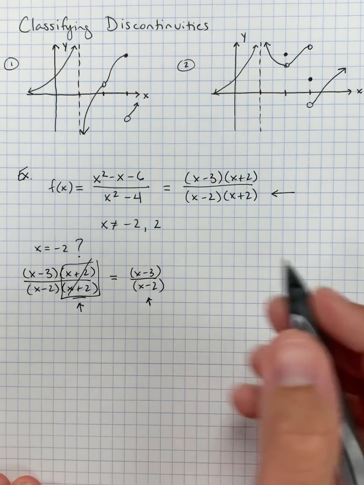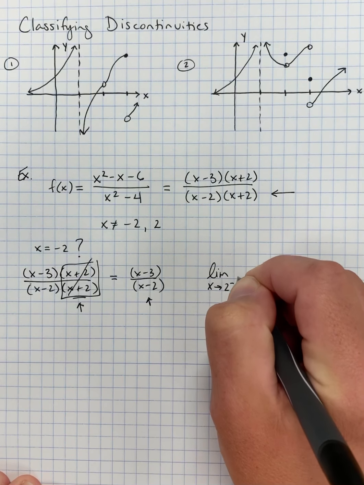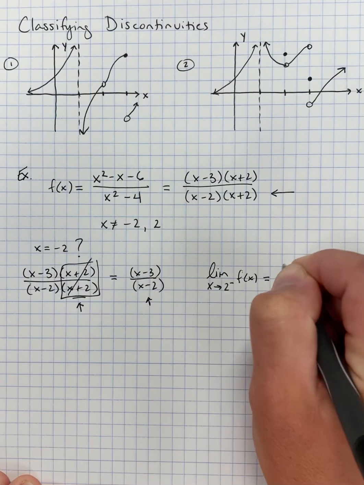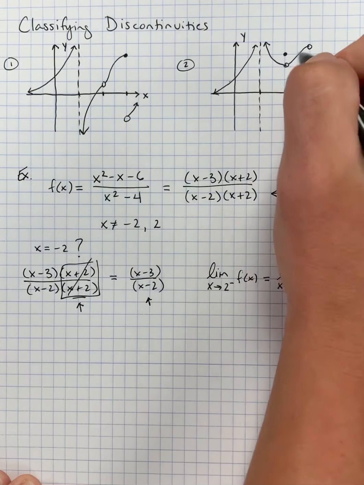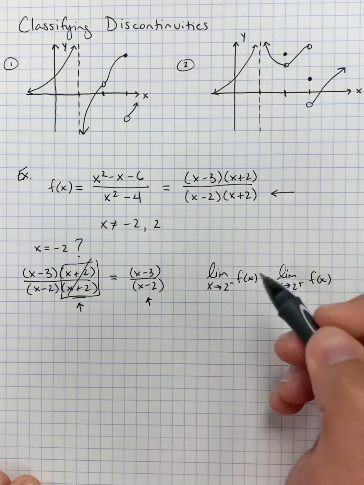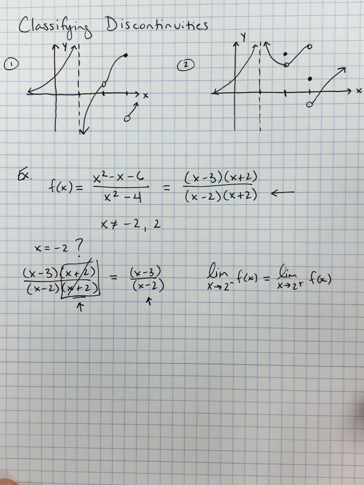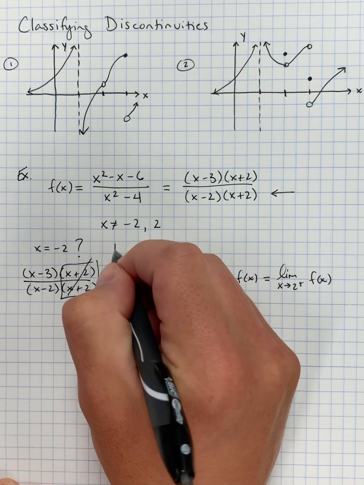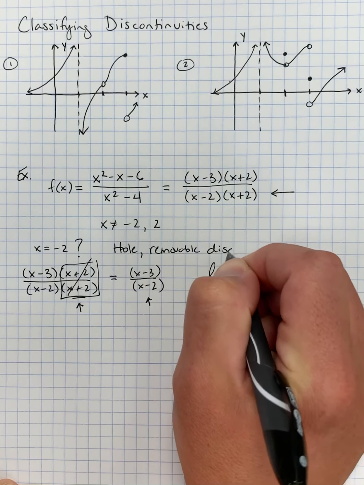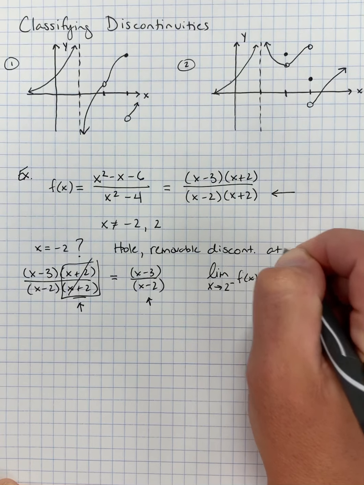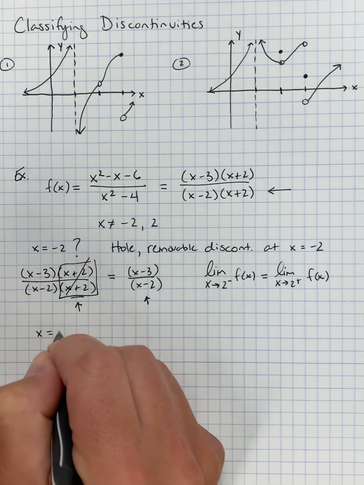Well, for one, if I were to look at this function and look at the limit as x approaches 2 from the left of f of x, it would be equal to the limit as x approaches 2 from the right of f of x. Very similar to what I had up here and up here around the two holes. Those two limits are going to be equal to each other. Let's take a look. So let's categorize this, and we make sure we have a hole, aka a removable discontinuity at x equals -2.